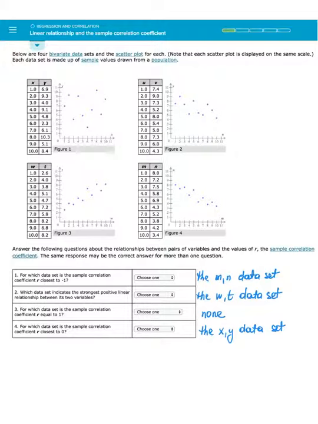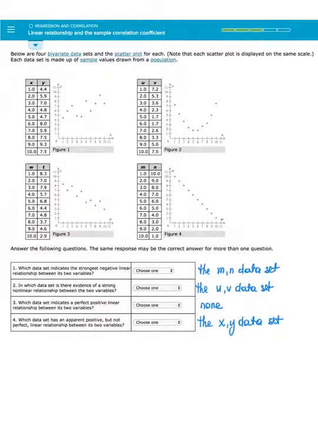Part 4. For which data set is the sample correlation coefficient R closest to 0? Well, remember, when R is closest to 0, it means the data set does not show a linear relationship. The closer you get to 0 with the value of R, the less linear relationship you will see. In this case, figure 1, data set XY, gives me a scatter plot that pretty much doesn't show any linear relationship, so this would be an appropriate solution for part 4, the XY data set.